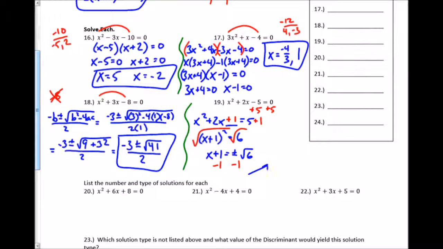And so when I do that, I find out that x equals, I've got a negative 1 and I've got a plus or minus root 6. So I write it as negative 1 plus or minus root 6. And that's it.